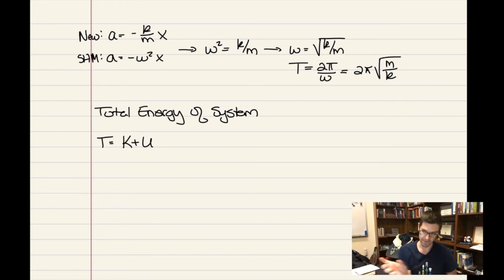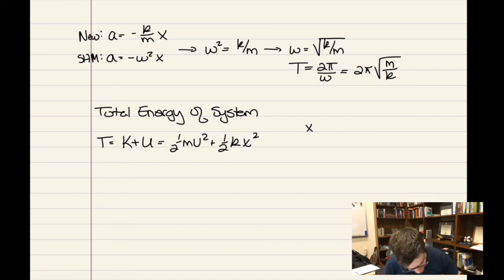Let's stick with the horizontal spring so I don't have to worry about the gravity term. It ultimately cancels itself out if you were to do this as a vertical spring, and you get the same answer, but it's easier to derive for the horizontal. So for anything, the kinetic energy is 1/2 mv squared. For the spring, recall that it was something like 1/2 kx squared.